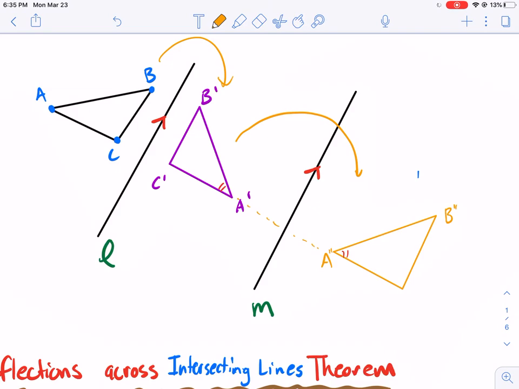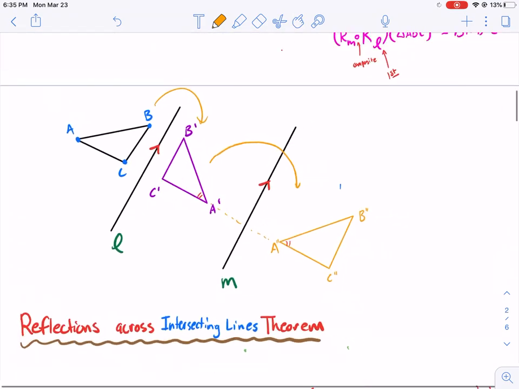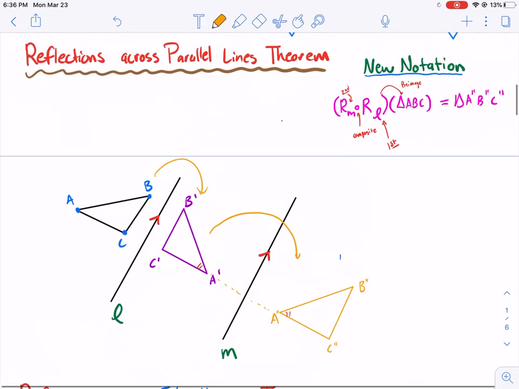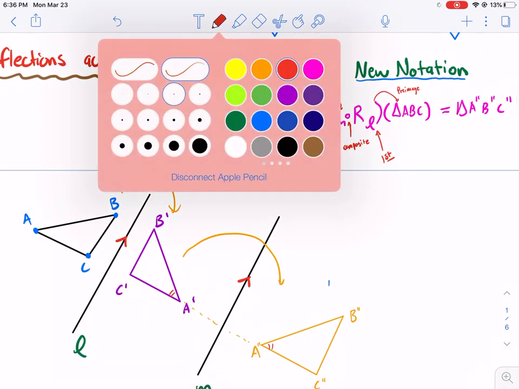How does this image compare to the original pre-image? It is the same, okay? It's in the same orientation. So what happens is a reflection over parallel lines becomes a translation. So what we can do is we can write it like this.